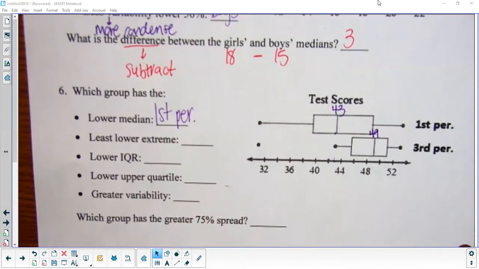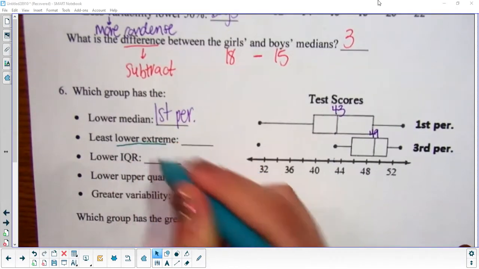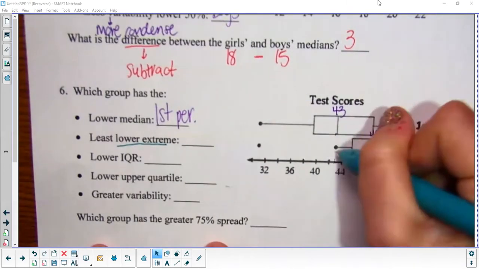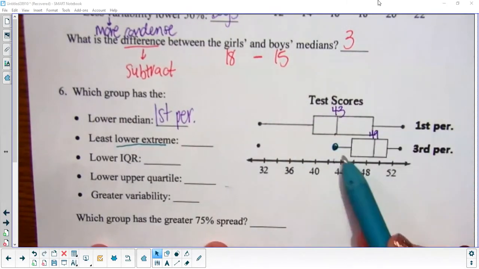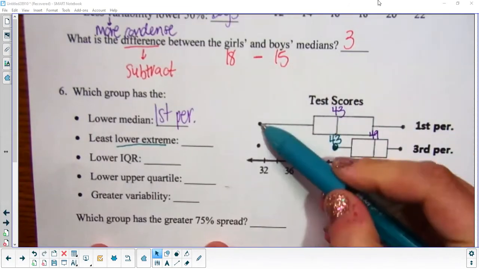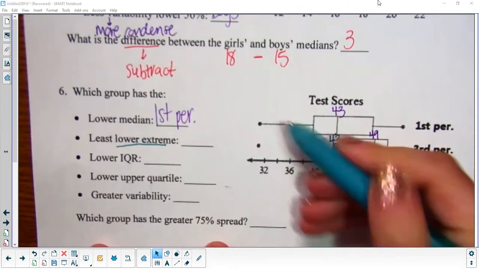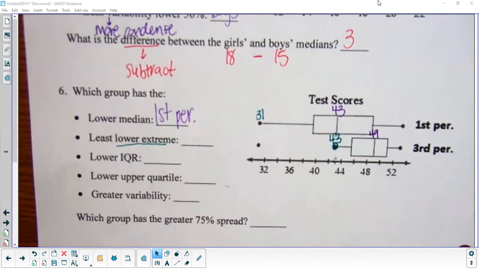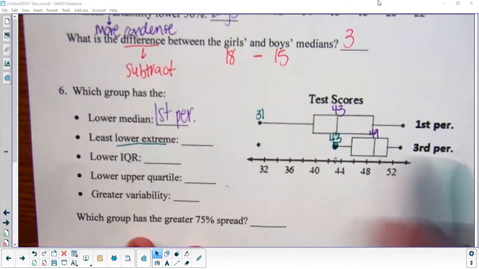All right, which one has the least lower extreme? Now the lower extreme is the dot that connects it to the whisker, right? That connects it to the line. So here is my lowest extreme in my third period, and that's going to be right about 43. My lowest extreme here is going to be 31. So the one that has the least lower extreme, that one's definitely going to be first period.